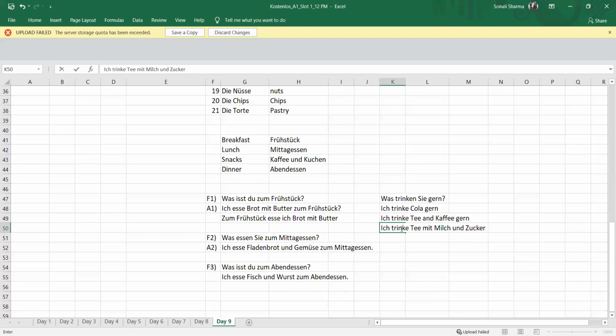Some people drink black tea also. So, ich trinke Tee mit Milch und Zucker. Full stop. Ich trinke Tee und Milch. Tee mit Milch und Zucker.